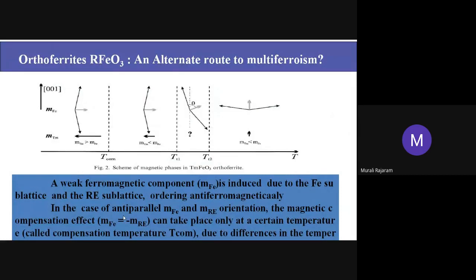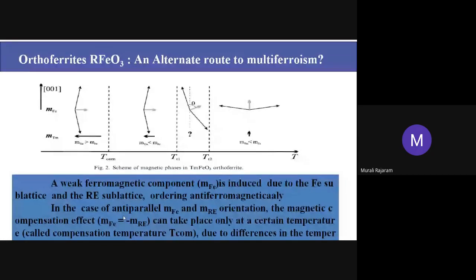Orthoferrites are a very interesting class of materials. Again, it's a very simple structure. It's an ABO3 perovskite structure where the A site is a rare earth ion, and the B site is iron. That's why it is called rare earth orthoferrites, because it takes the orthorhombic crystal structure.